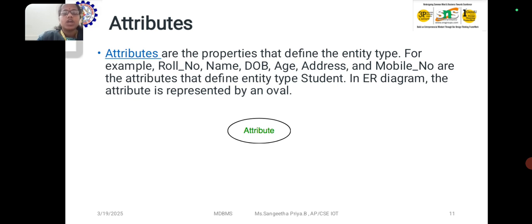An attribute, or property, defines the entity type. For example, roll number, name, DOB, age, address and mobile number are the attributes that define the entity type student. In an ER diagram, an attribute is represented by an oval.